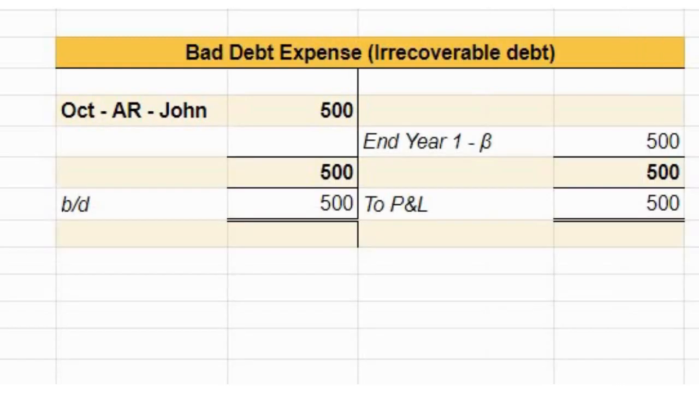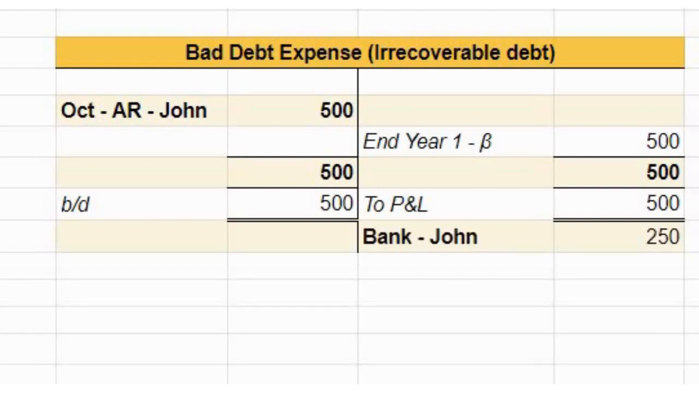And so we can see that at the end of year 1 the bad debt expense account was emptied into the profit and loss, and so there is no balance to bring down. However, we've just received £250 into the bank, and we need to put that as a credit to the bad debt expense account. And here it is, we've received the 250 into the bank, and we've put it into the correct other double entry account, bad debt expense.